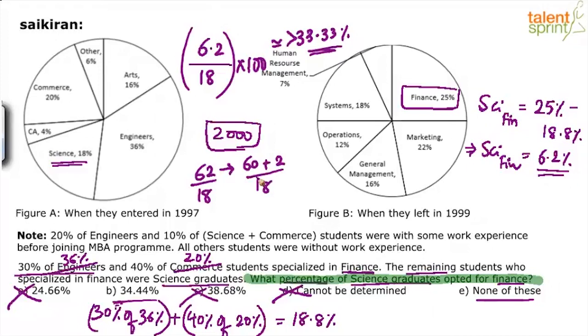What is 60 by 18? 60 by 18 will be 3.33. Yes or no? 2 by 18 is 1 by 9. 1 by 9 will be 0.11. So 3.33 plus 0.11 will be 3.44. And I know that there is one 0 extra available in the numerator. Remember, we have taken it as 62 by 18, which means you have only taken care of one 0. There is one more 0 available, which means one more multiplication with 10. So that 3.44 will become 34.44, and hence option B is the answer.